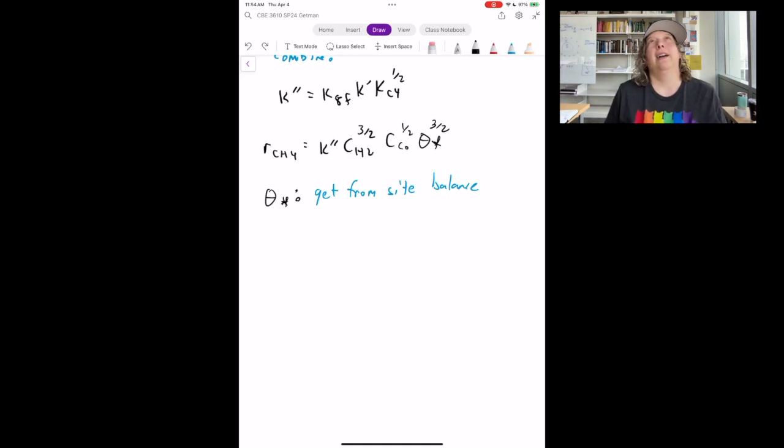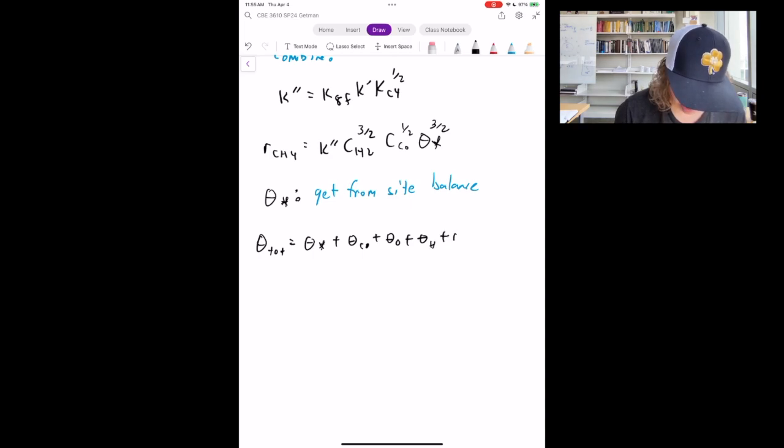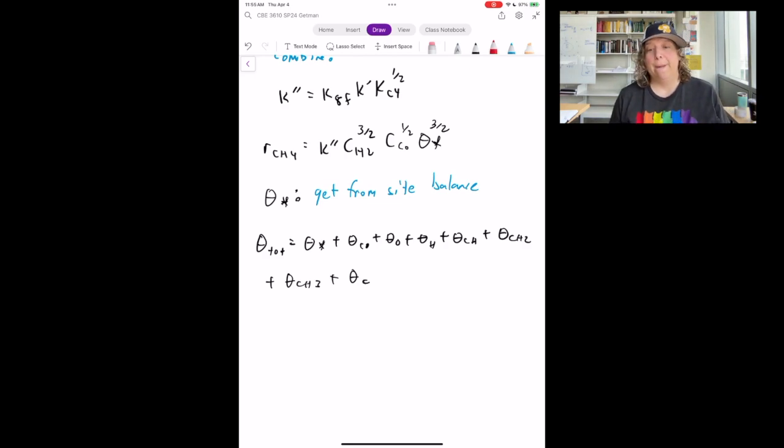When I go to theta star, I'm always going to get that from the site balance. So the site balance says that the total number of free sites, or the total fraction of free sites, if I'm talking about total number, it's going to be theta total. If I'm talking about total fraction, it's going to be equal to 1. That's going to be equal to the sum of everything that could potentially be on the surface, including the free sites. So that's all my different species.